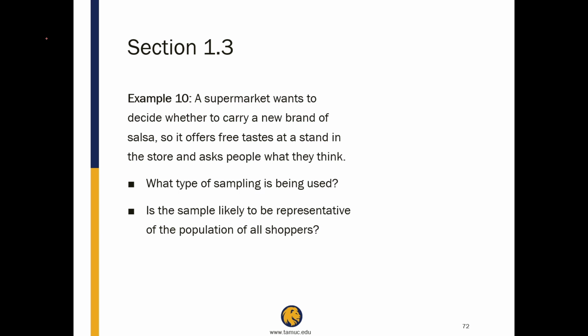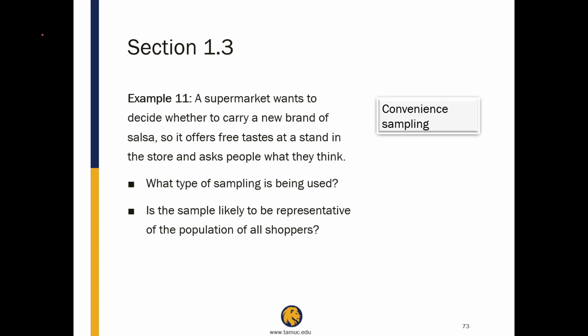Here's another example. It says a supermarket wants to decide whether to carry a new brand of salsa. So they offer free tastes at a stand in the store and ask people what they think. What type of sampling would be used in this case? Well, we would refer to this as convenience sampling because, again, they're choosing people in a way that's just convenient. They're not using a system or something like that, just people who come up and decide to take a sample. Would it be representative of the population, though, of all shoppers?